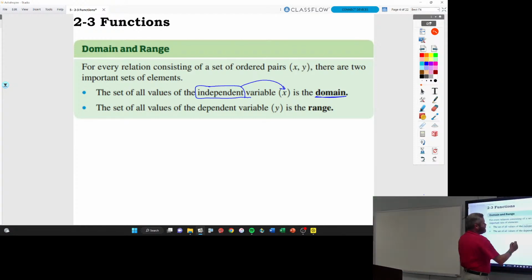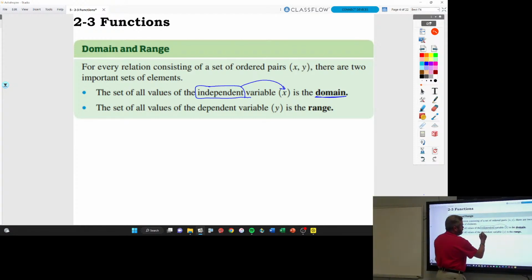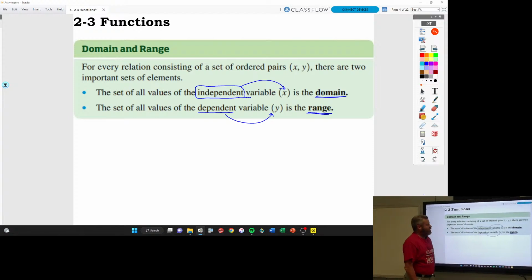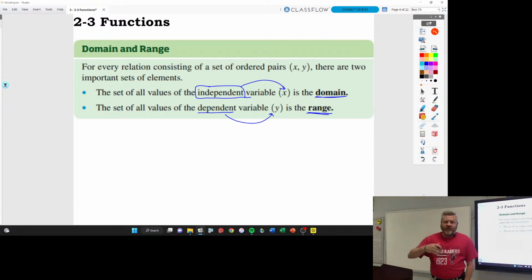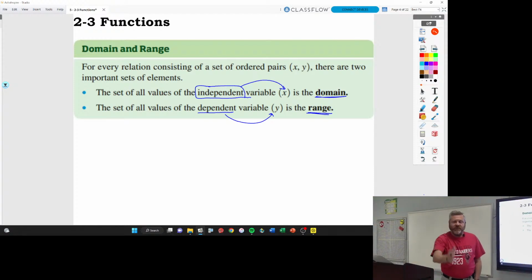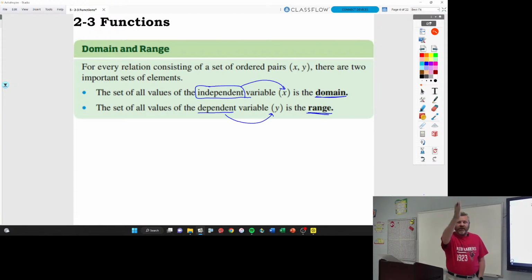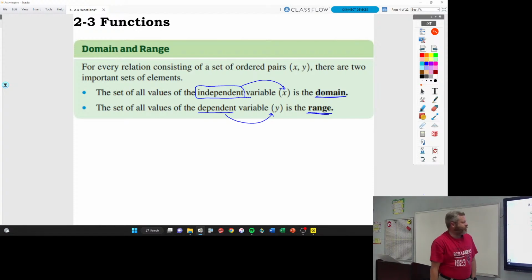The set of all values of the dependent variable is y, and that is the range. So dependent is the y values. Dependent is the y-axis. So even if we're not using x and y, dependent, range, we're still talking about your vertical axis here.